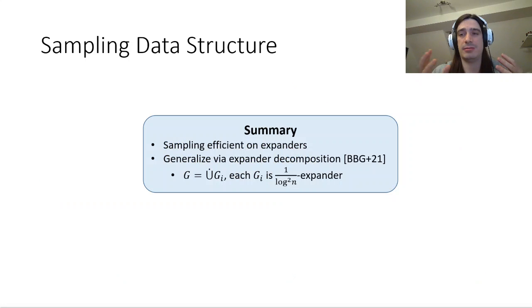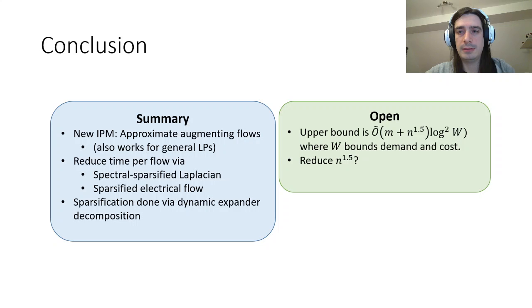Now, how can we generalize it to general graphs? And for that, we use a dynamic expander decomposition. That's just the data structure that receives this graph with these changing edge weights, and it decomposes everything into a bunch of expanders, where every expander has a quite high expansion. And then we just run the sampling scheme on each of these smaller subgraphs, which are expanders.